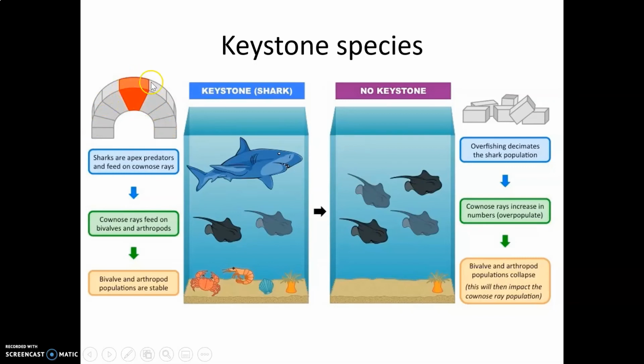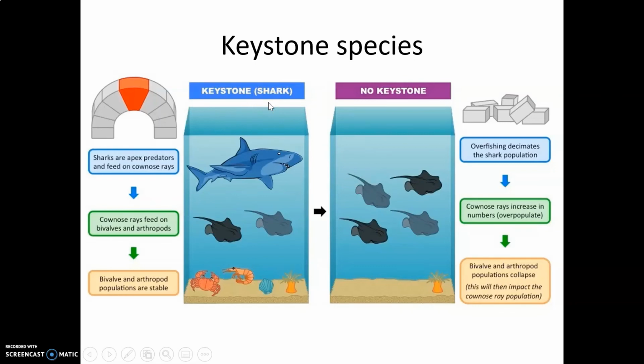And if we remove the keystone, then the rest of the stones, the whole thing would collapse, basically. And we can use this concept to explain the collapse of ecosystems if we remove what is referred to as a keystone species.